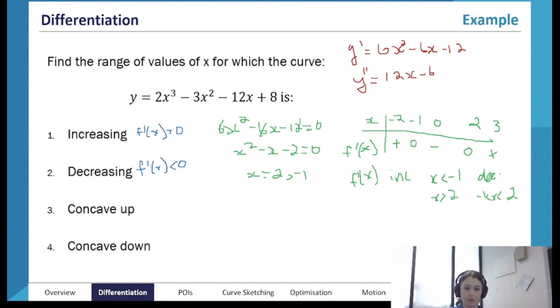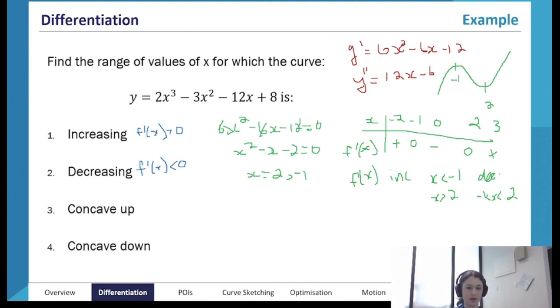So what this tells us is that the curve looks something a little bit like this. It's going to be increasing for a certain section, then it's going to be decreasing, and then it's going to be increasing again. And this is going to occur at -1 and then 2. Because as you can see here, the gradient is positive up until it hits -1. Then it's negative between -1 and 2, and then it's positive again after 2.